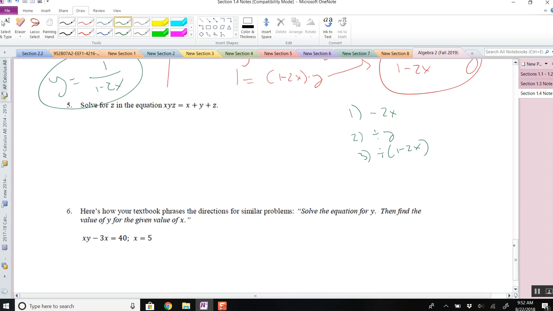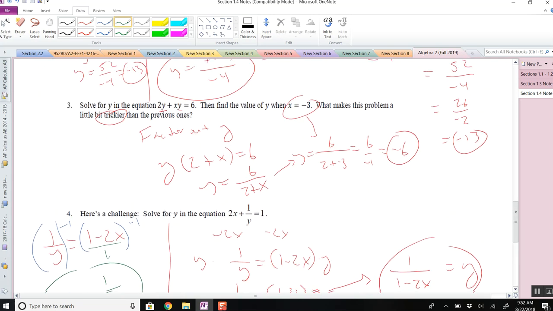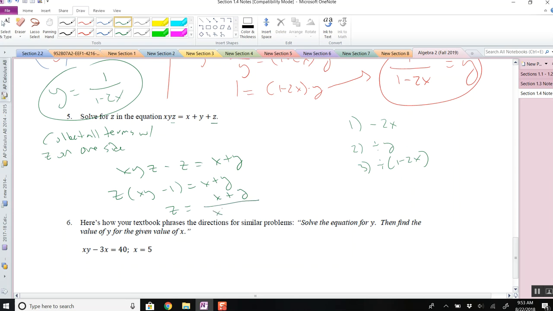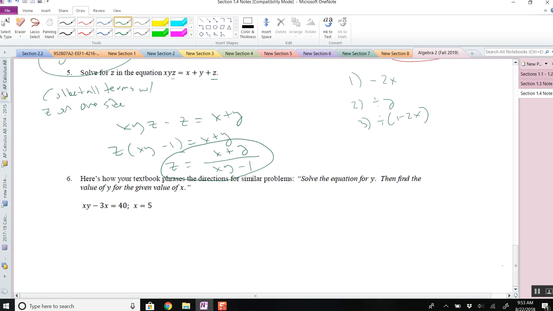Number 5 is pretty similar to number 3. Notice that the z occurs twice. What you want to do is collect all terms with z on one side. By doing that, you get xyz minus z equals x plus y. Now let's factor out a z. Z equals x plus y over xy minus 1. So we'll practice those later today or whenever we meet.